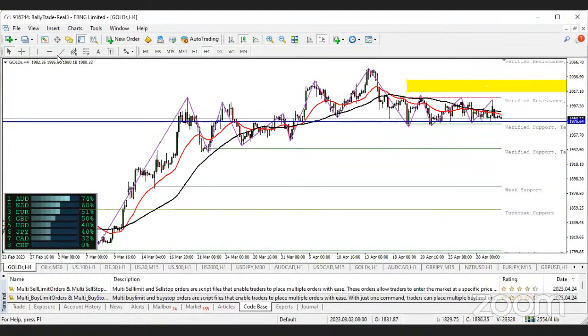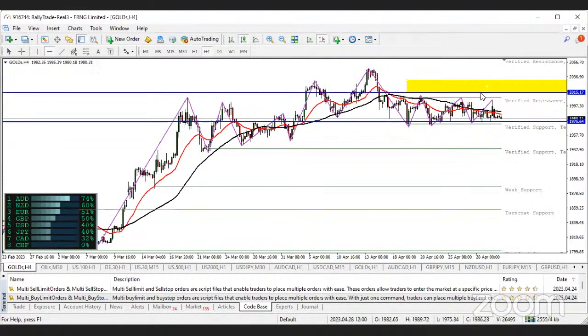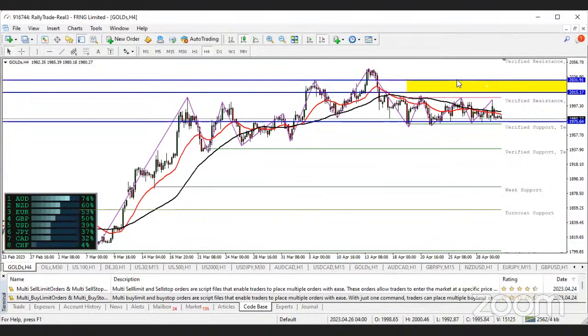So I'm looking forward to a buy trade if it trades above this verified resistance. That's between 2015.17 and 2021, that's 2031.91. Then you can take your profits anywhere above.